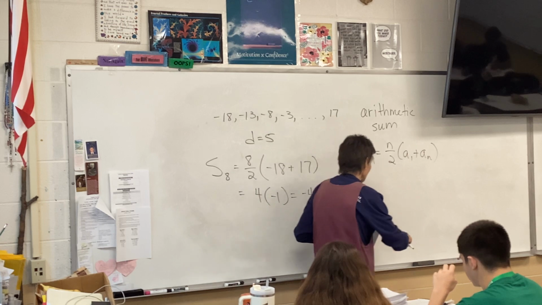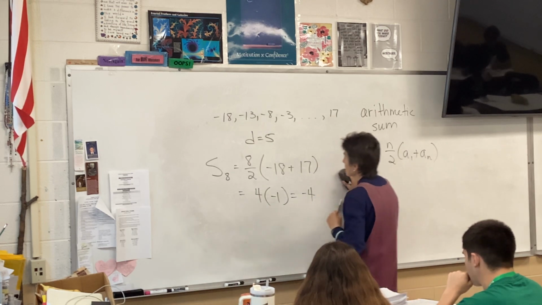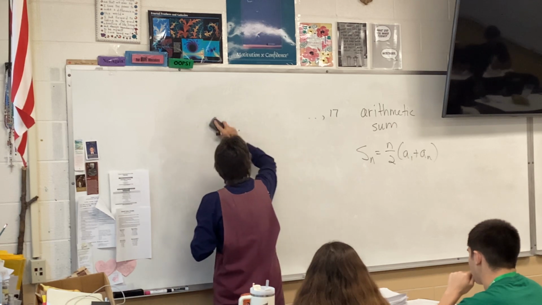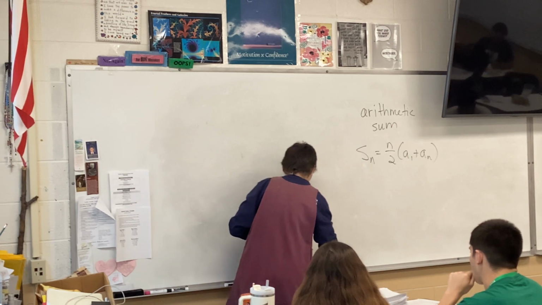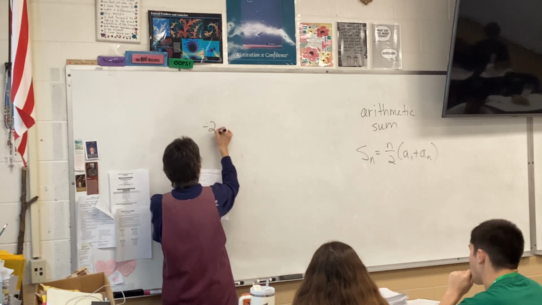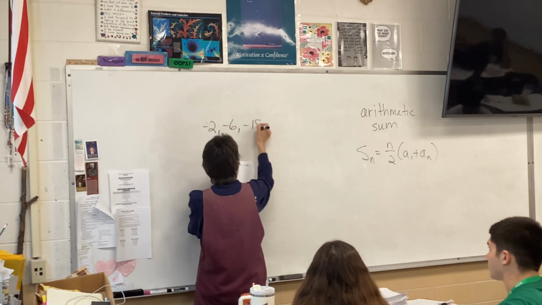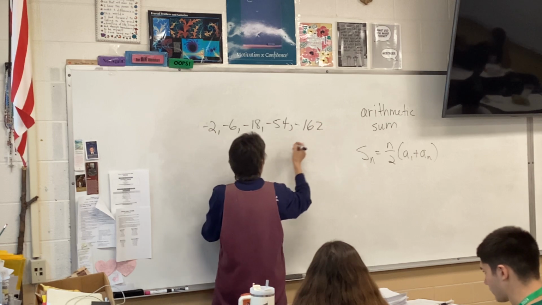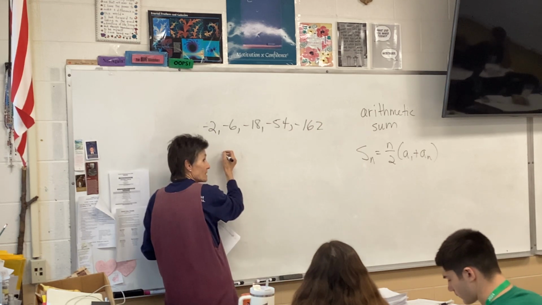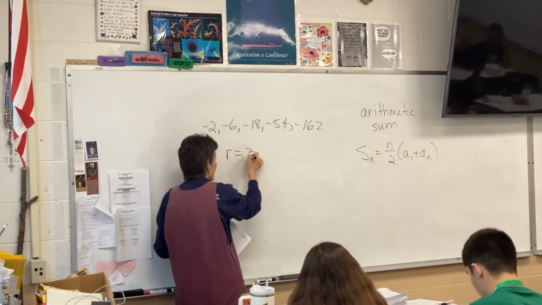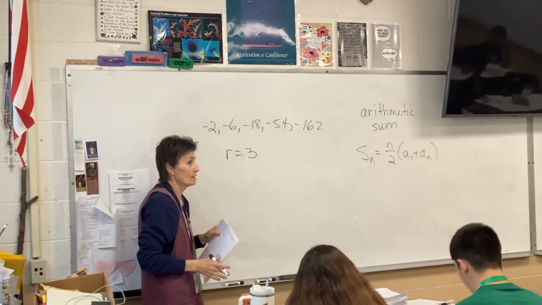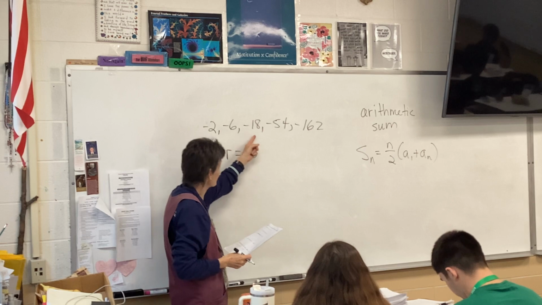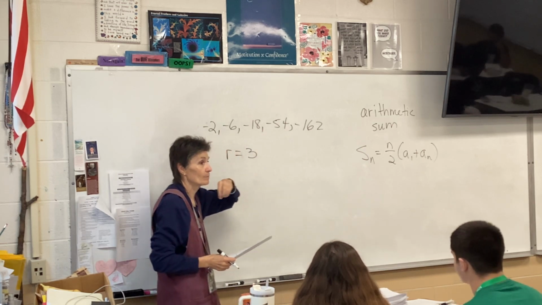Tell me what's happening in B. What kind of a sequence do I have in B? Triple. Multiply by 3. I'm multiplying by 3, which means I'm geometric, and the ratio is 3. So, times 3, times 3, times 3, times 3, right?